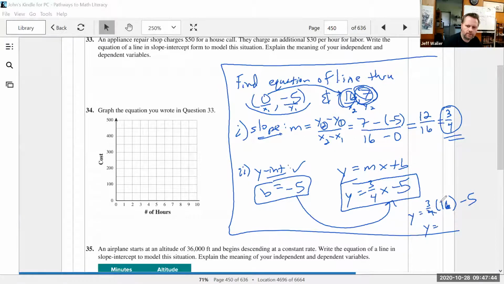4 goes into 16 4 times. 4 times 3 is 12. 12 minus 5 is 7. Check. I got the 7.